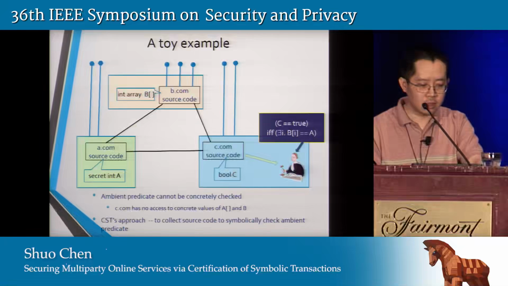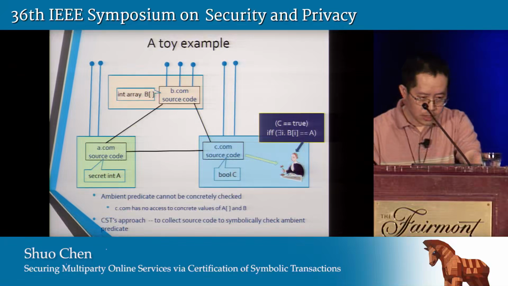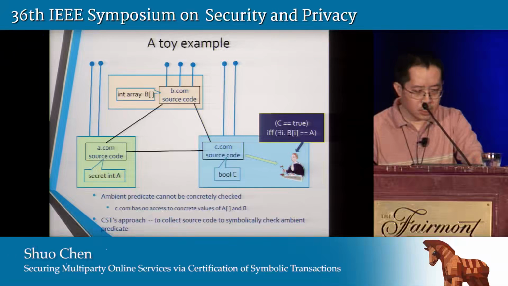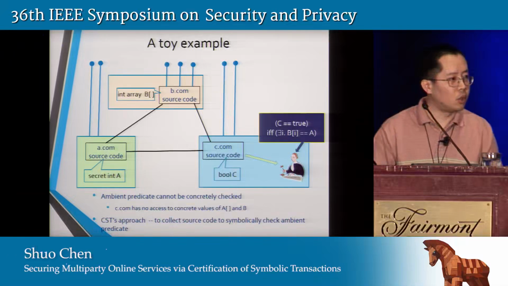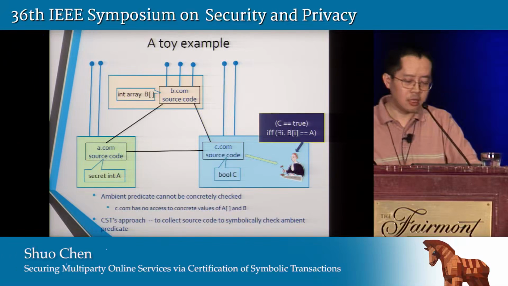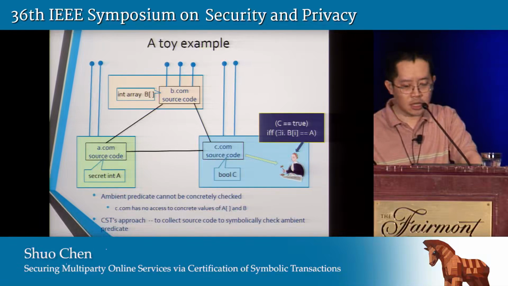So now let's see a toy example. We have 3 parties here. So you can see A.com has an integer A, B.com has an integer array B, and C.com has a Boolean C. Now this system wants to maintain a property: C equals true if and only if there exists an item in B which equals A, okay?